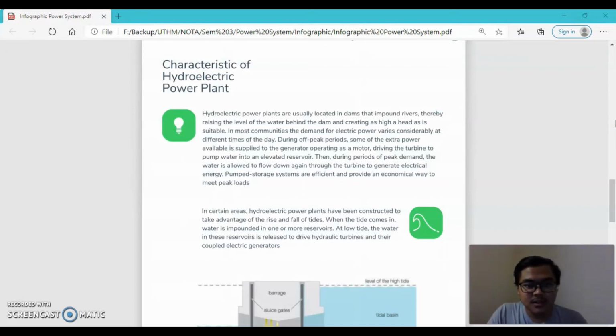Hydroelectric power plants are usually located in dams that impound rivers, thereby raising the level of the water behind the dam and creating as high a head as is suitable. In most communities, the demand for electric power varies considerably at different times of day. During off-peak periods, some of the extra power available is supplied to the generator operating as a motor, driving the turbine to pump water into an elevated reservoir. Then, during periods of peak demand, the water is allowed to flow down again to the turbine to generate electrical energy.